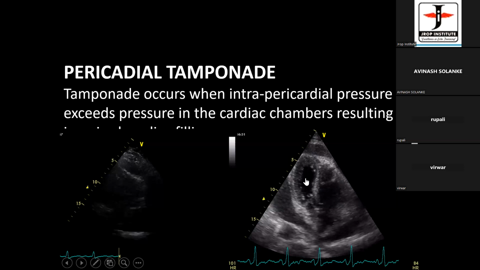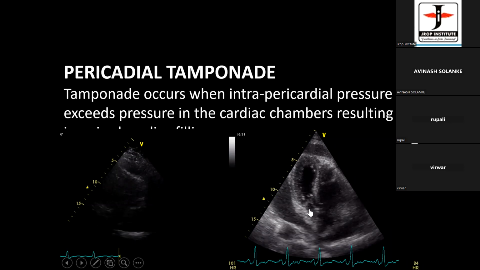Now what are my RV pressures? Approximately 25. What is my RA pressure? Approximately 5 to 10 millimeters of mercury. What is my LV pressure? Almost 120 millimeters of mercury, as my systolic blood pressure is. What is my LA pressure? Almost 10 millimeters of mercury. So my intrapericardial pressure has to be more than the intracardiac chamber pressures.